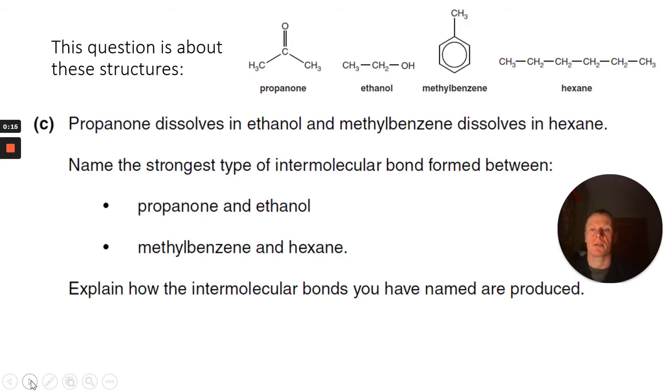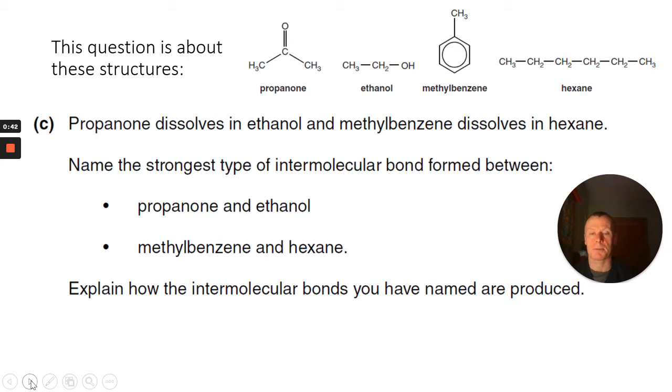So, the question is about these structures. The question gives you the structures at the beginning. So we're just going to have a look at part C. So propanone dissolved in ethanol and methylbenzene dissolved in hexane. I want you to name the strongest type of intermolecular force or bond that's formed between propanone and ethanol and methylbenzene and hexane, and it asks you to explain how the intermolecular bonds you have named are produced.